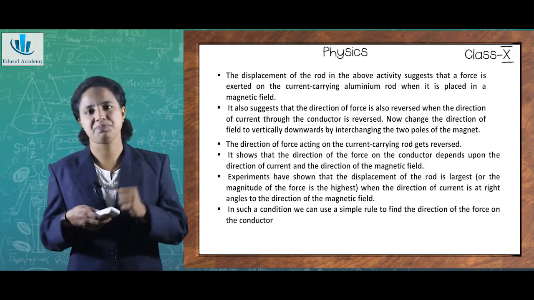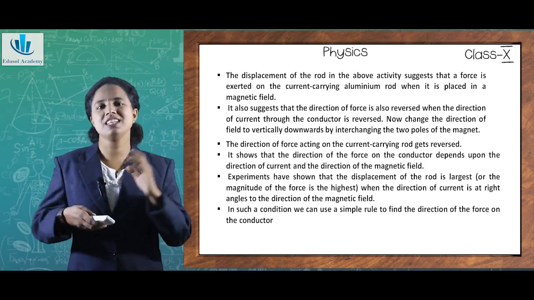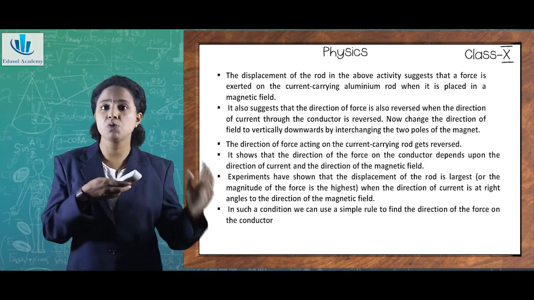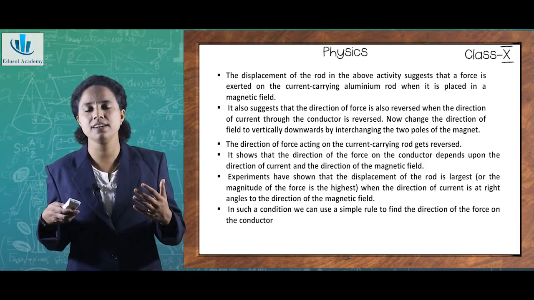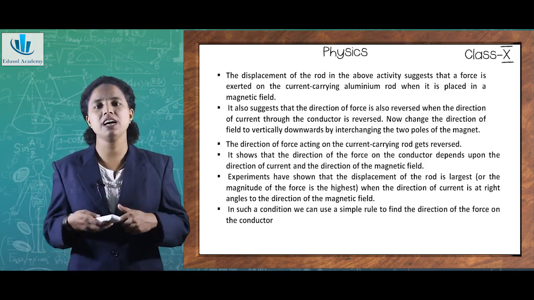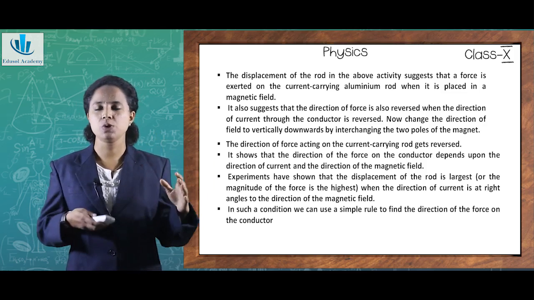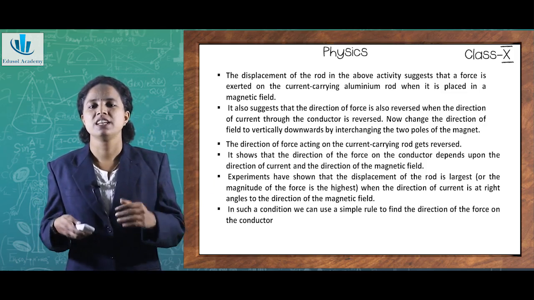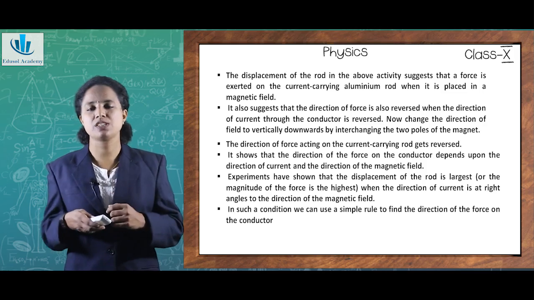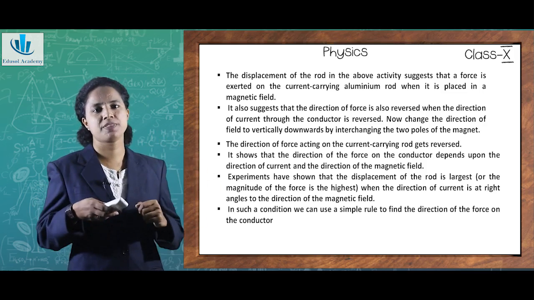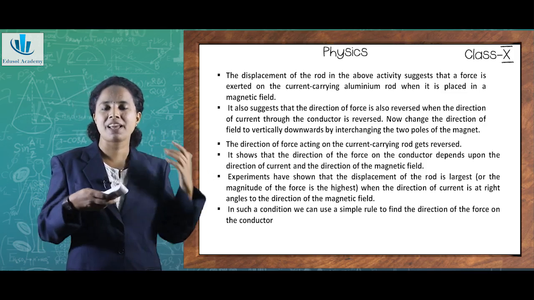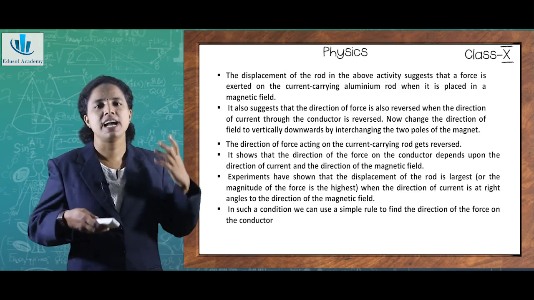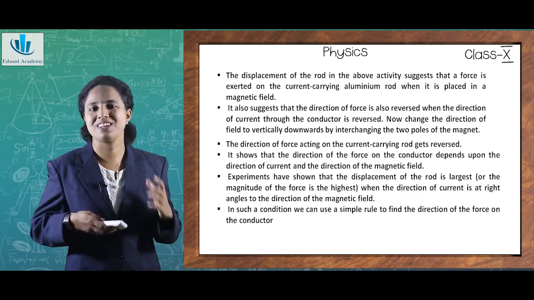of magnetic field. So this experiment clearly shows that the displacement of the rod is largest, or the magnitude of force is the highest, when the direction of current and the direction of magnetic field are perpendicular to each other. So the force is greatest, or the displacement is highest, when the current and the magnetic field directions are perpendicular to each other. In that case, the force has the maximum magnitude, isn't it?